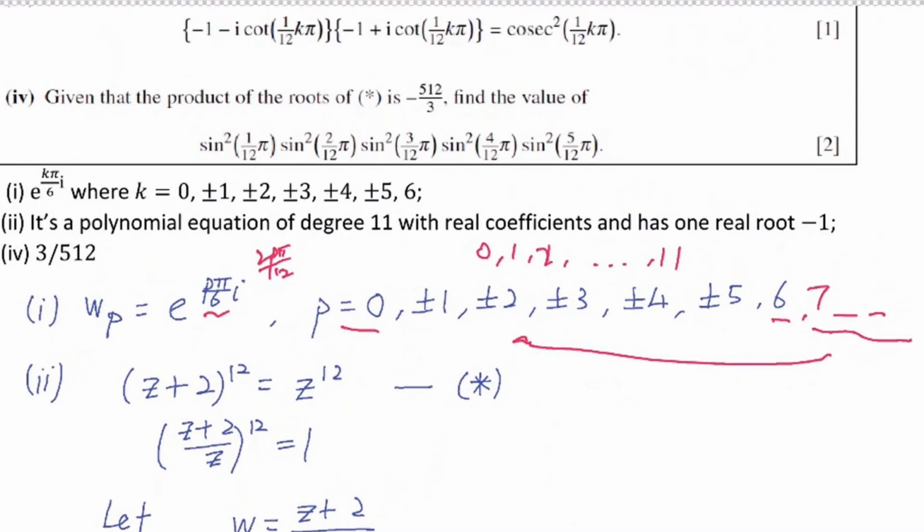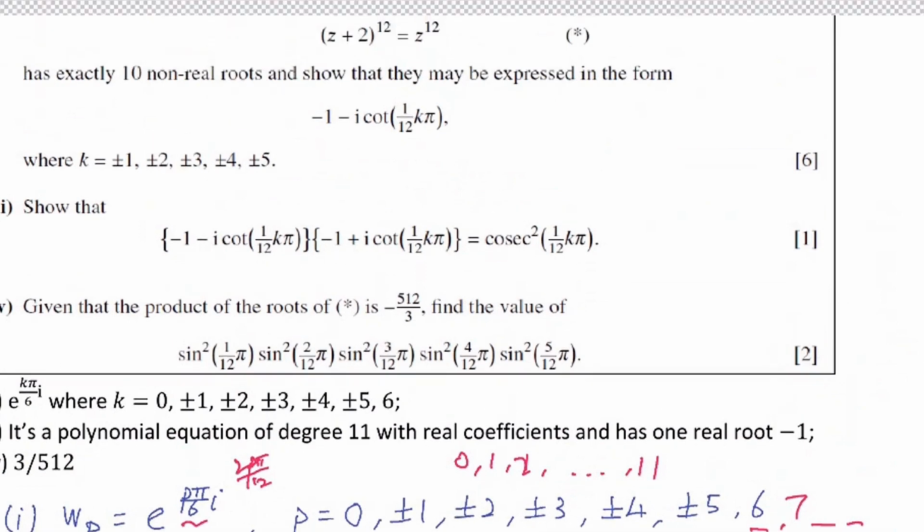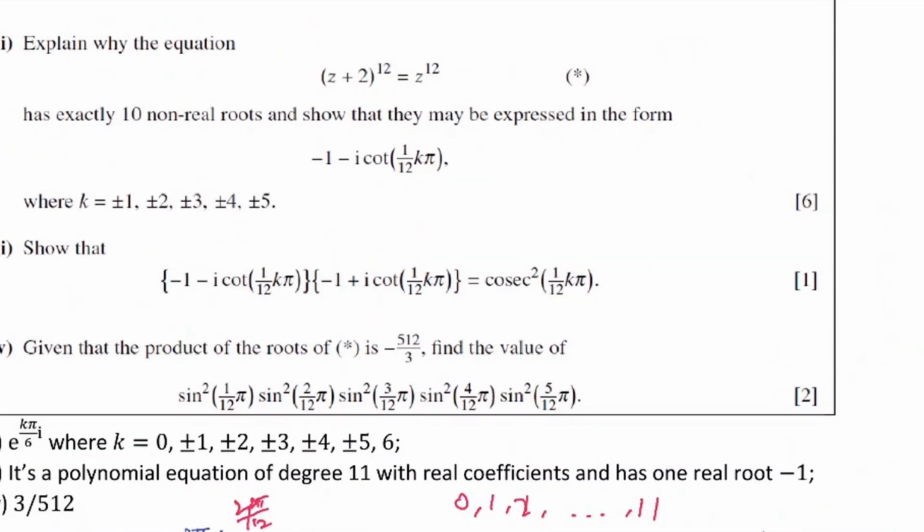From there, what is the second part here? The second part is: explain why this equation, z plus 2 to the power 12 equals z to the power 12, has exactly 10 non-real roots, and they may be expressed in this form. So it's quite a bit that we need to do here.